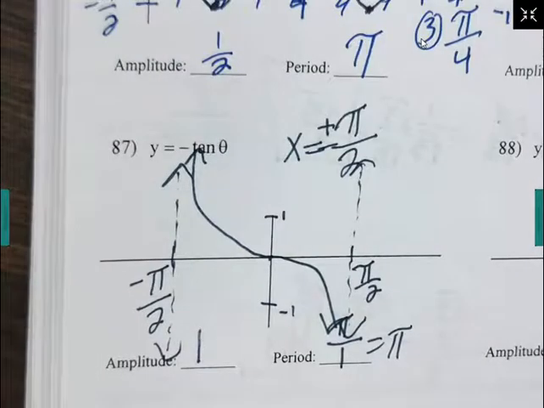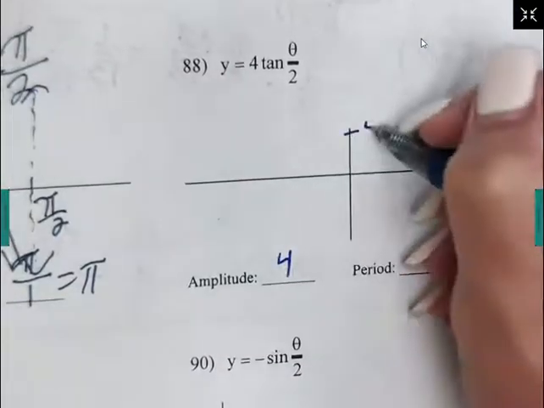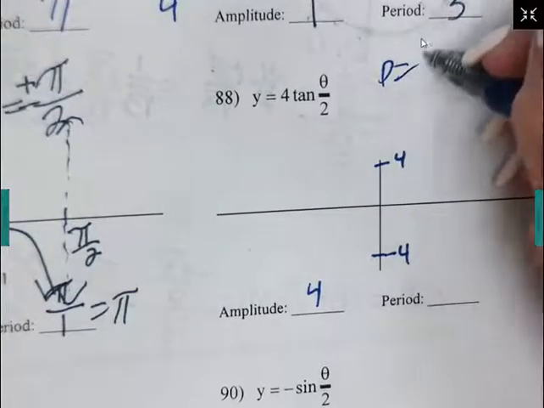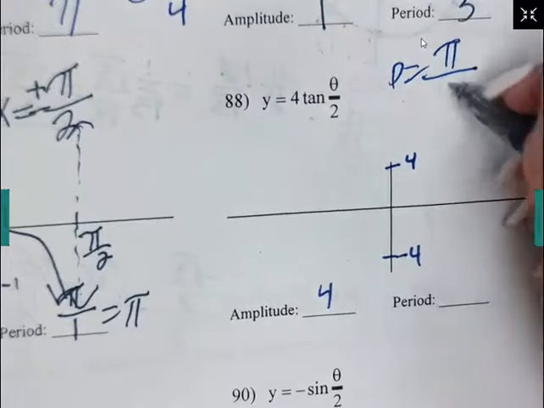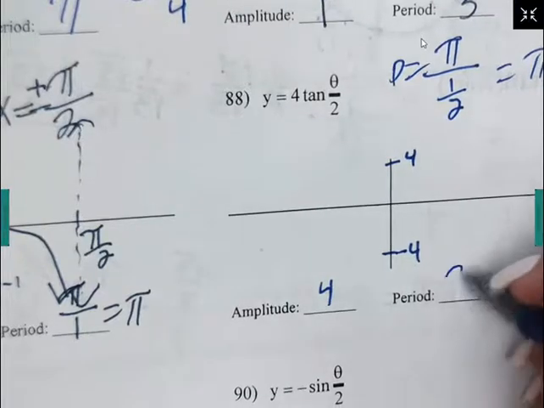Any other questions on these graphs? 88? Okay, I'm going to do 88 quickly if that's okay. For negative 4, the period is equal to pi over b. And in this case, what is b? 1/2. B is 1/2, so that's pi divided by 1/2, which is pi times the reciprocal, which is 2 pi, okay?